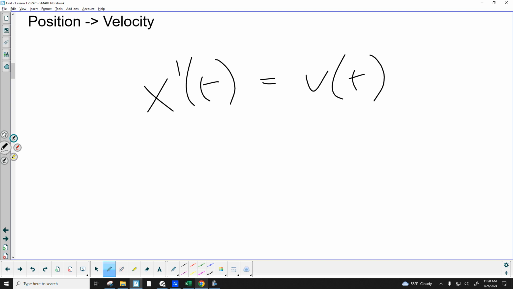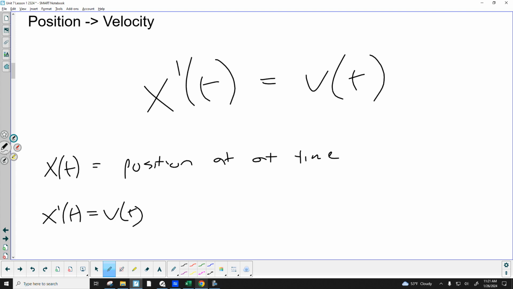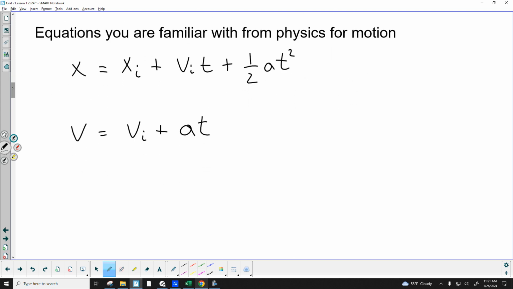Now we have a new function. We have x of t, which we're talking about position at a time. Now we have v of t. Well, x prime of t equals v of t. Now, what is v? You're like, oh, it's velocity. Well, it's how quickly your position is changing. x prime equals v. Now, you don't believe me, don't worry. Again, we're going to get this by the end of the year, I promise.